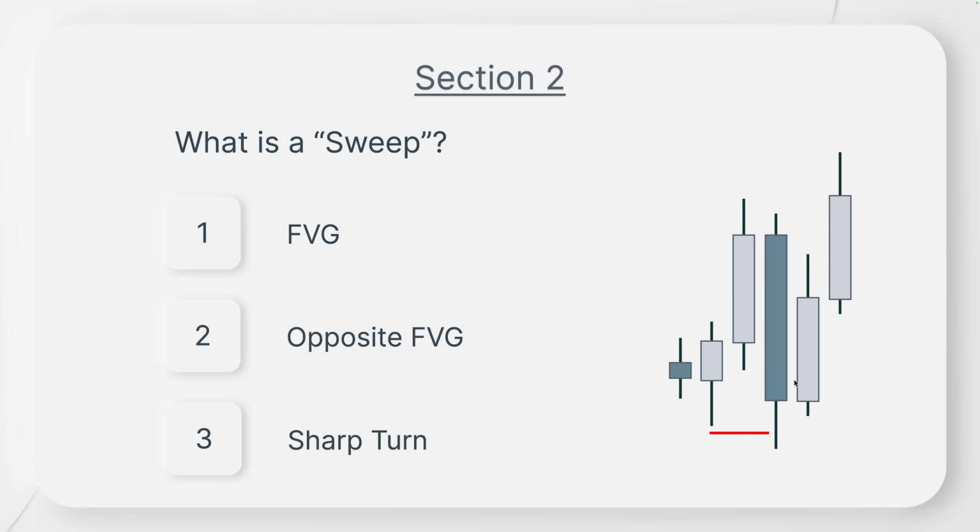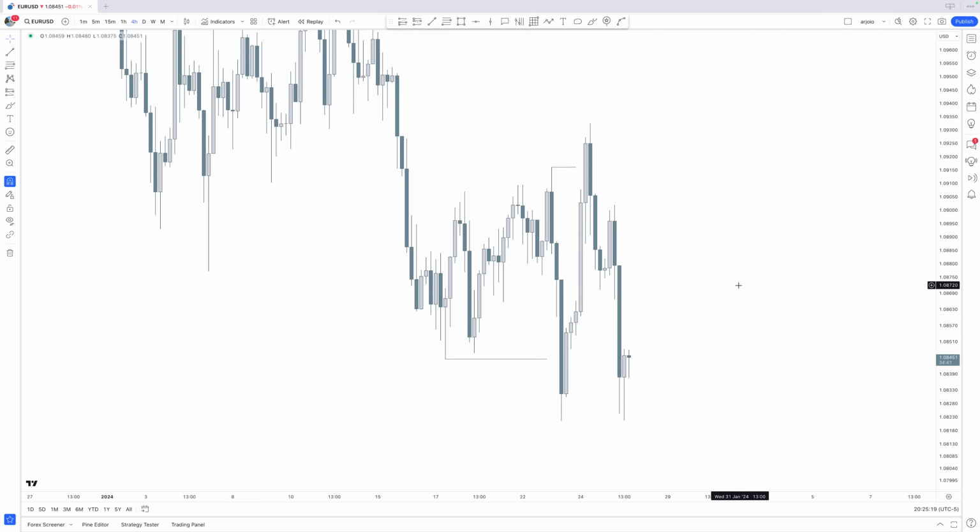What is opposite of a bearish fair value gap? A bullish fair value gap. And that overall creates a sharp turn. So taking a look again, first at Euro US dollar, we had this swing low right there, and we also had this swing high. Do you notice similar characteristics?